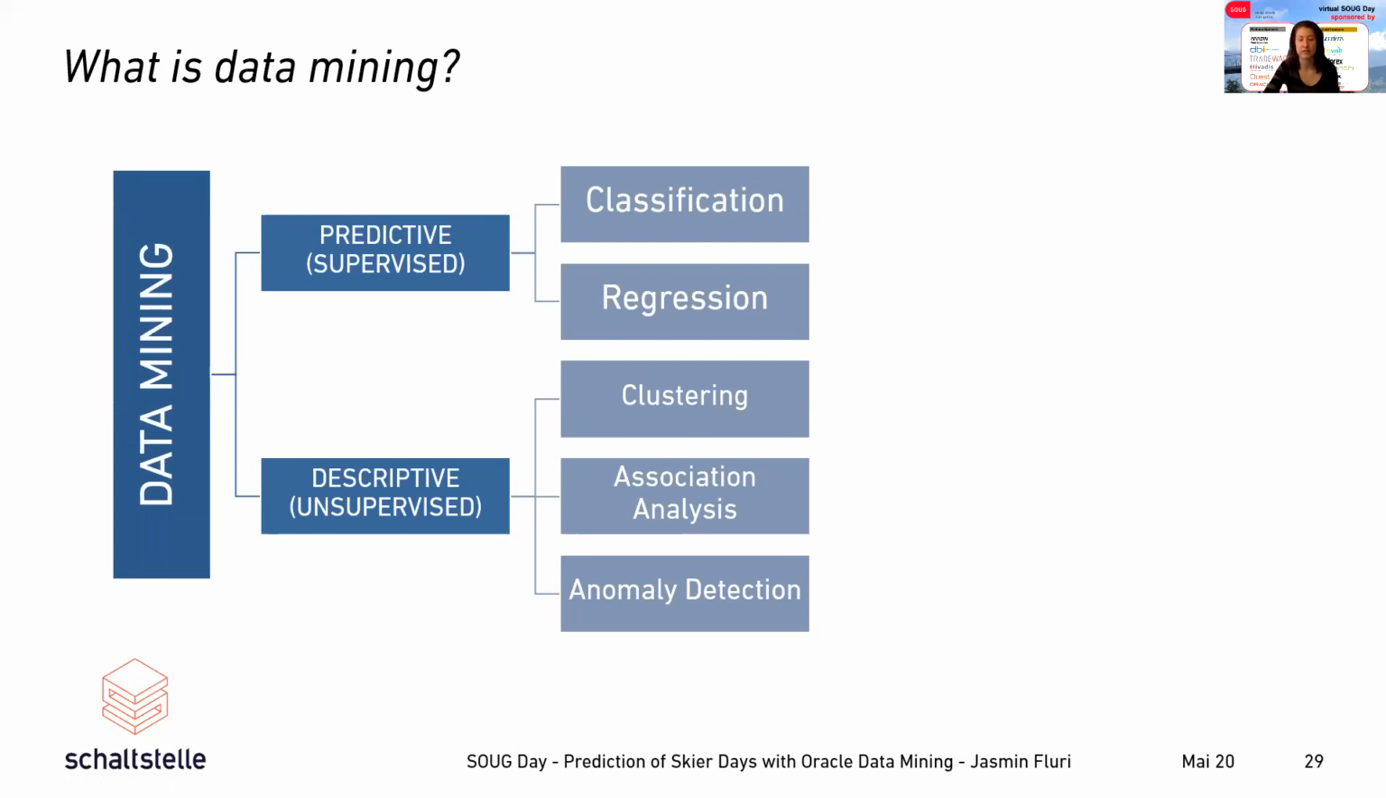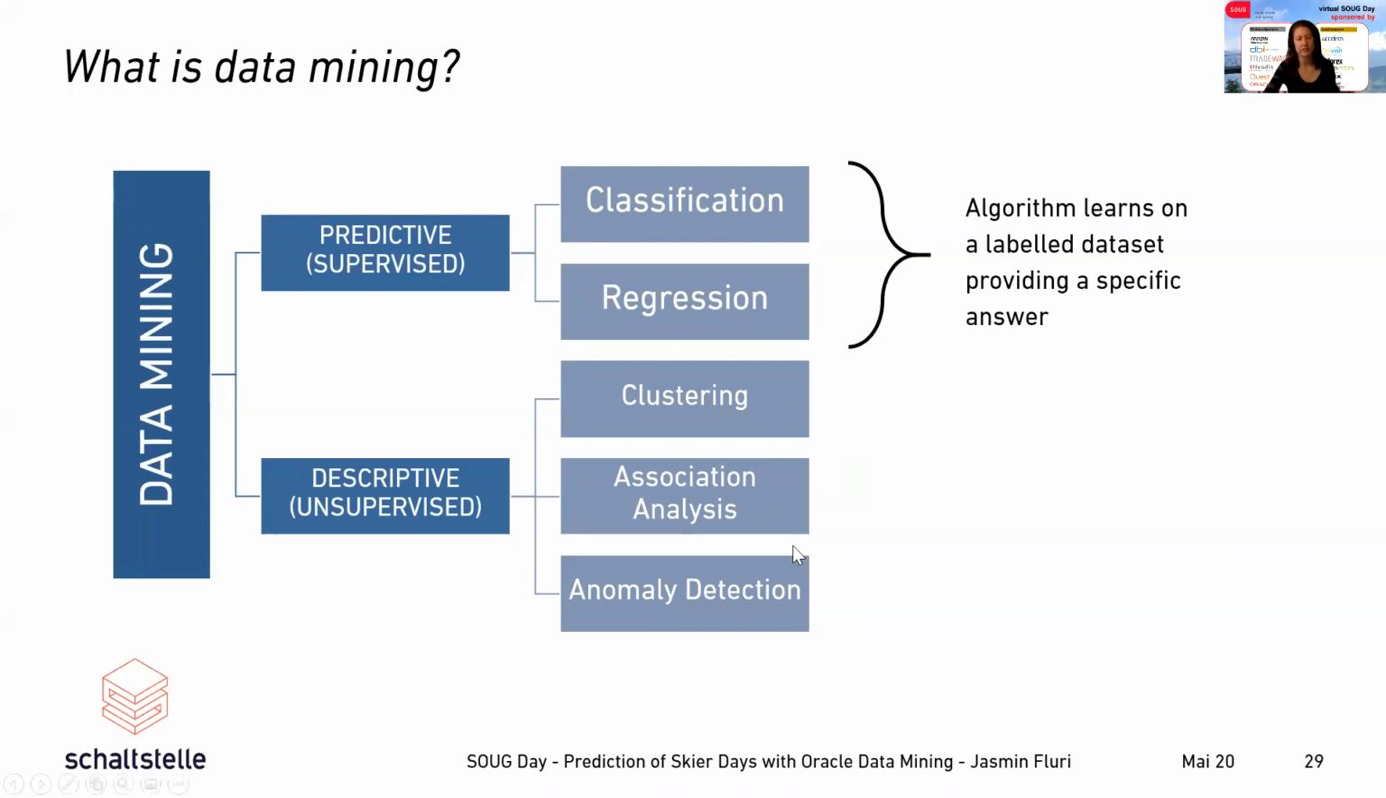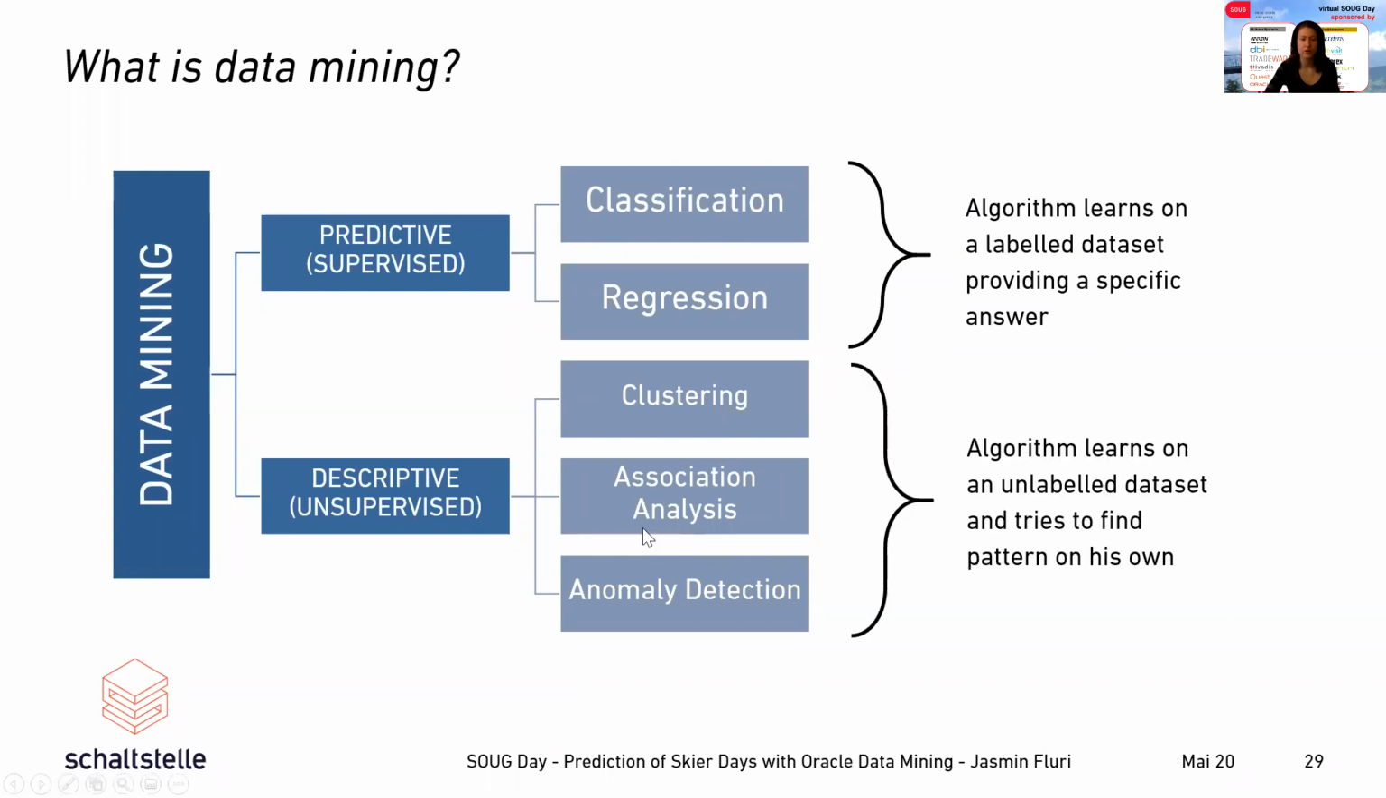Data mining is divided into supervised and unsupervised learning. With supervised learning, the algorithm learns on a labeled data set and tries to find a specific solution to a question that you have, and it's done with classification or regression. Like in our example, we had a labeled data set where we knew exactly what data is provided to our model. With unsupervised learning, the algorithm learns on an unlabeled data set and tries to find its own pattern in the data on its own. This is the case with clustering, association analysis, and anomaly detection.